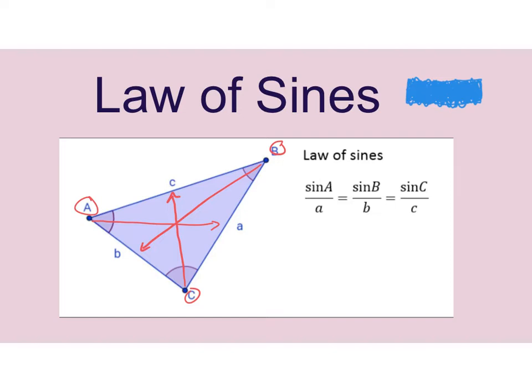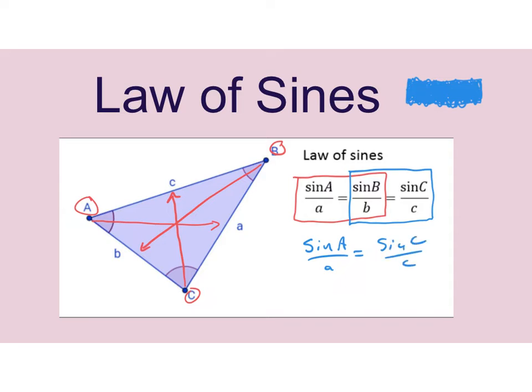Now, this equation has three different things in it, but you'll never use it with all three at once. What you do is you choose any two of them. So you could say the sine of A over a is equal to the sine of B over b, or you could say the sine of B over b is equal to the sine of C over c, or you could say the sine of A over a is equal to the sine of C over c. So it's just a matter of setting up the proportion based on the information that you are given.